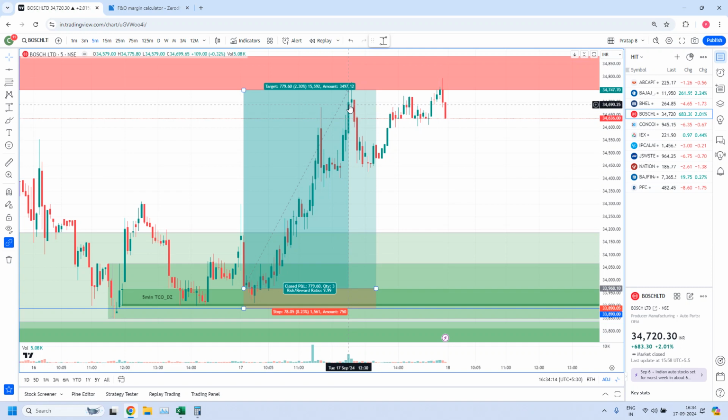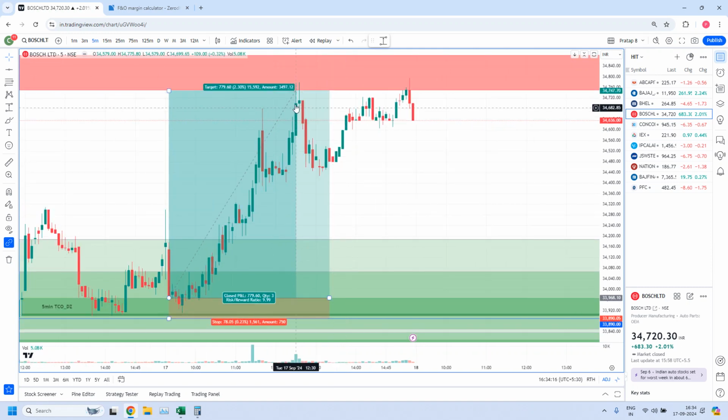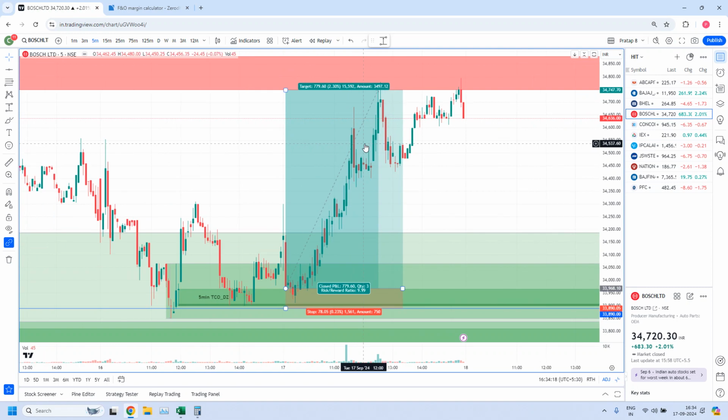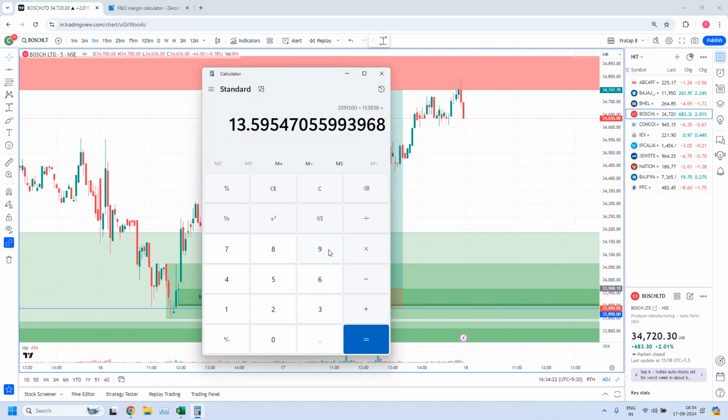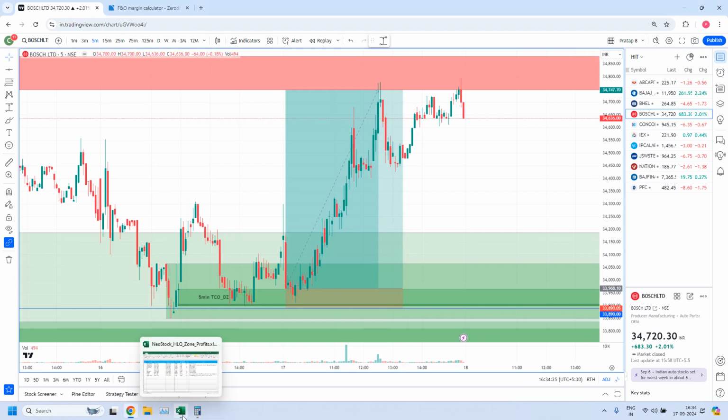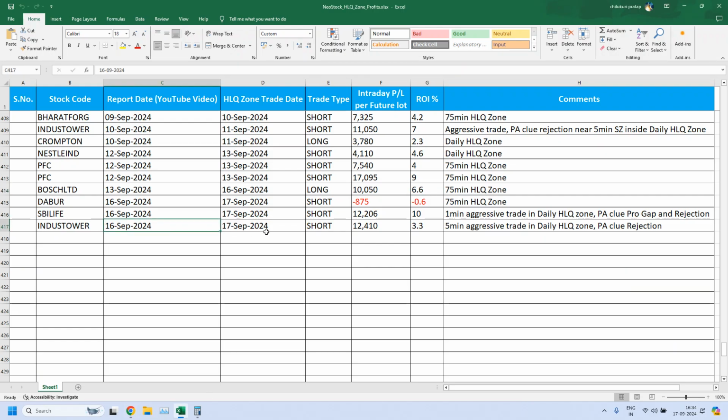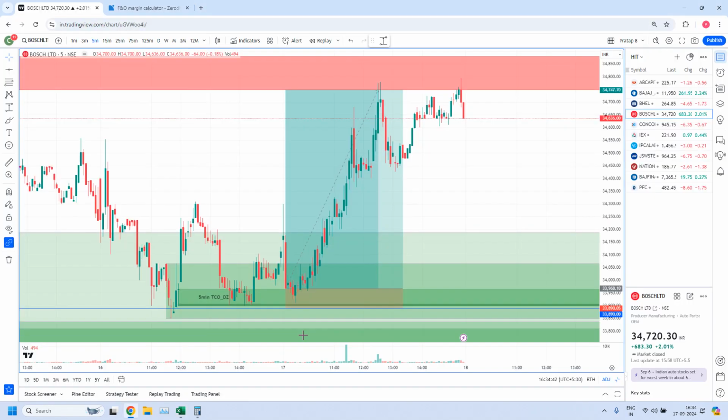See, at 12:20 it reached the target. After that, you would have participated in this trade. What is that? INDUSTOWER. Because the INDUSTOWER trade is executed at 1:30. The same capital you would have invested, but you should be having 3.5 lakhs capital. Then only you take a trade in INDUSTOWER. Otherwise, you can't.